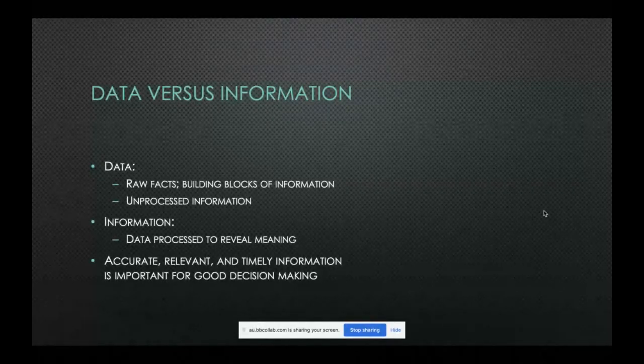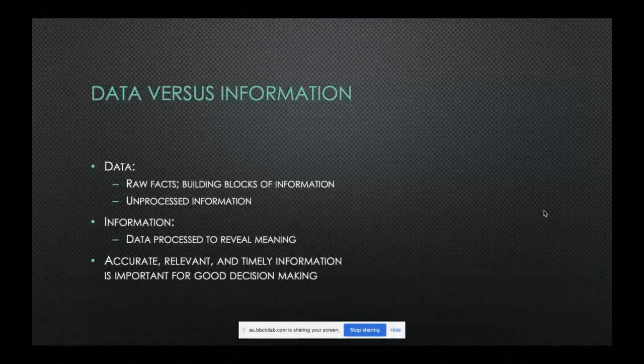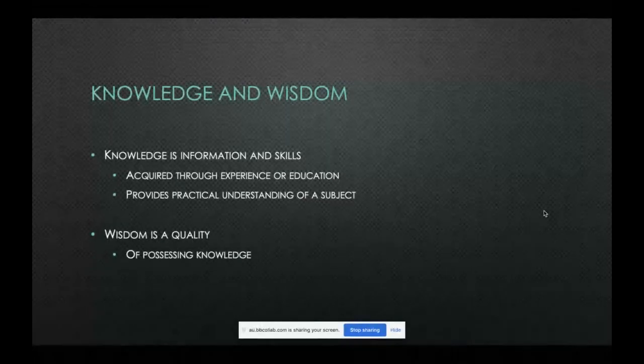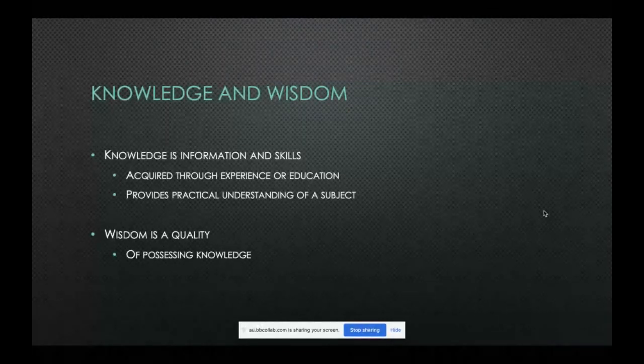So when we have the information, then we need to have accurate and relevant information, which is very important, because if you get wrong information, then it's very bad for the decision-making process later on. And the difference between knowledge and wisdom. So after you have knowledge, right? So you can exploit.